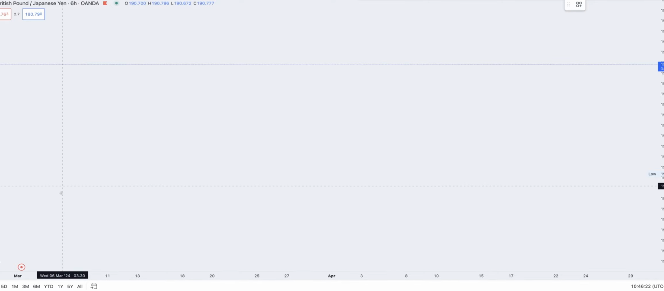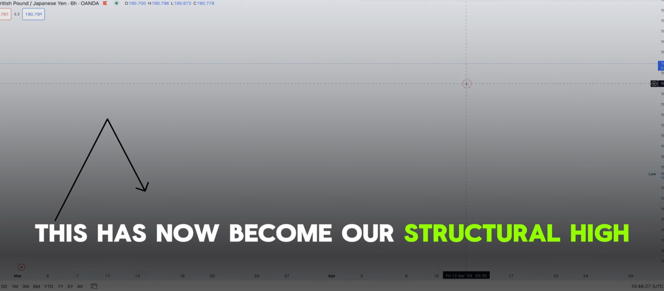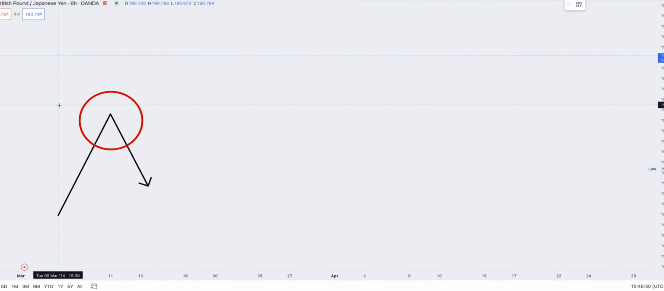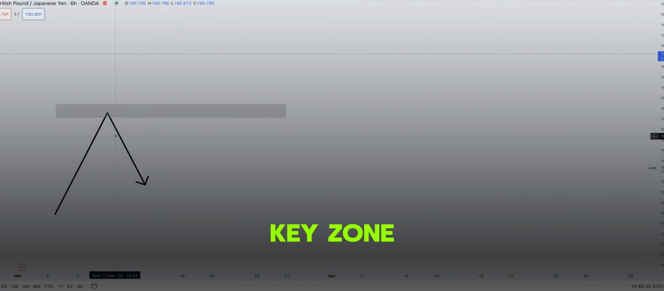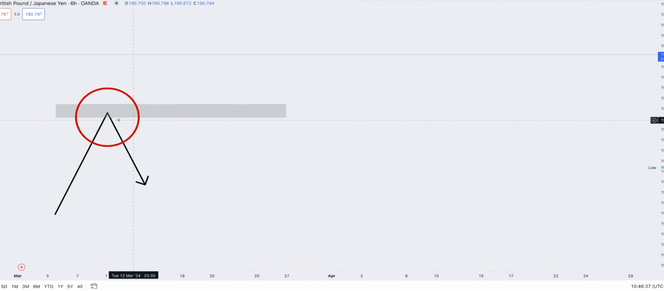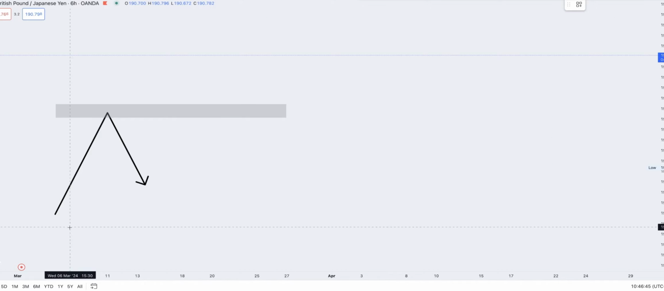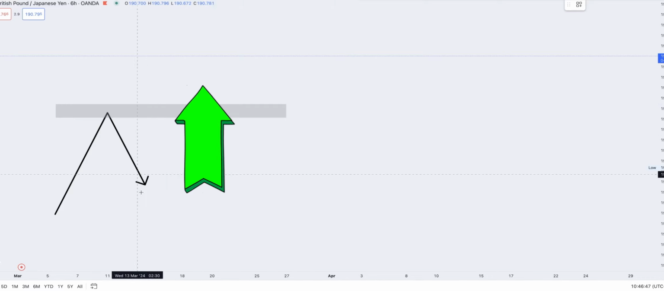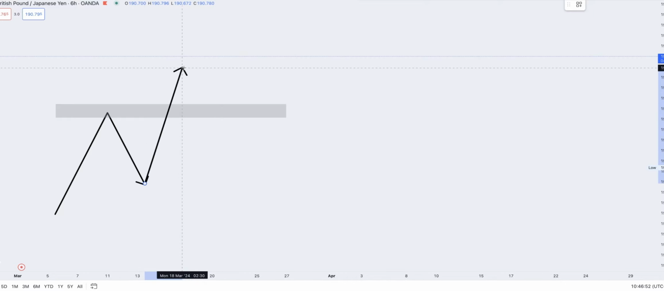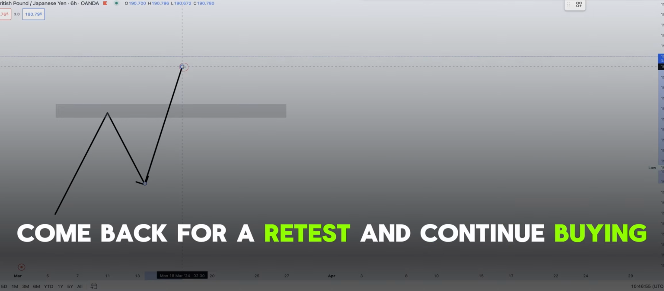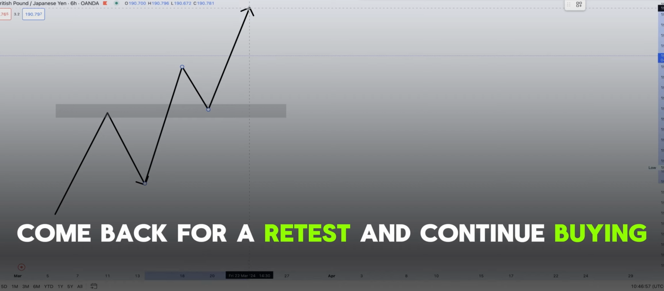Now we are going to have something like this. When we have this and price pulls back, this point has now become our structural high, or our point of value, or our key zone. So what are we going to wait for? Let's assume price is moving in an uptrend and then we had a pullback to the downside. We don't just enter a buy immediately. We wait for price to pull out of the structural high, come back for a retest, then we continue buying.